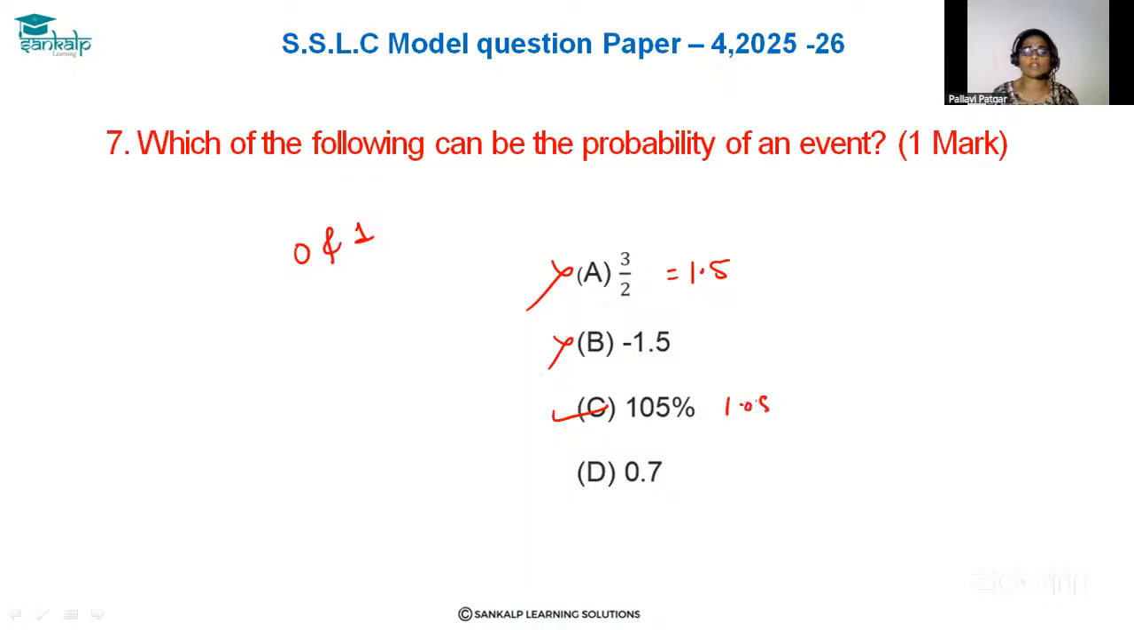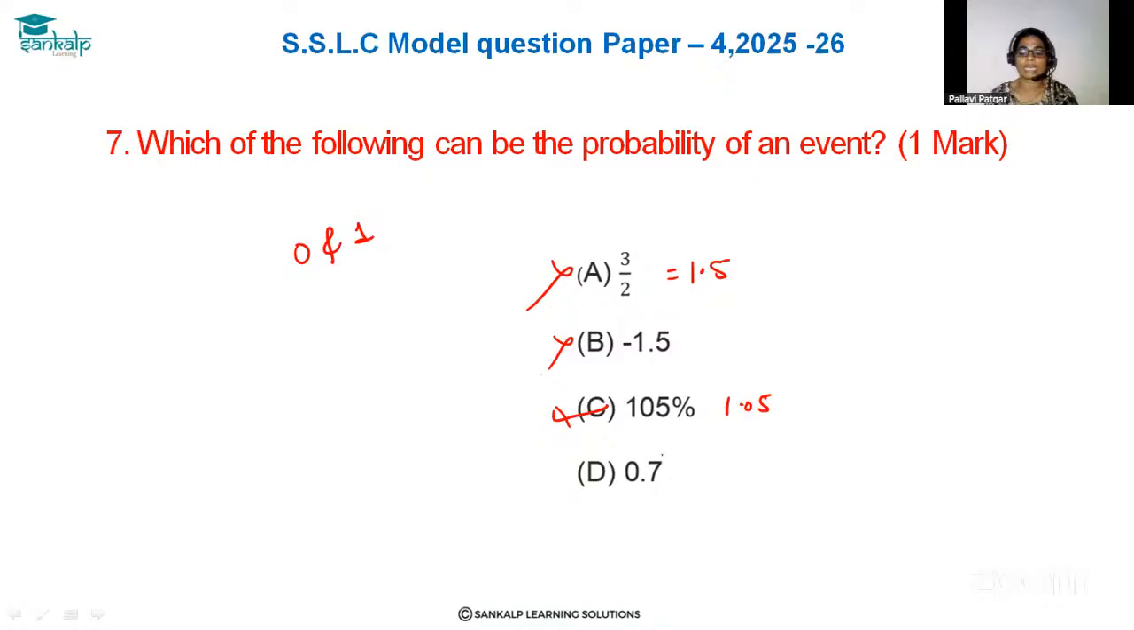1.05. Okay, so which is greater than 1. So it cannot be a probability. Look at the option D, 0.7. So this lies between 0 and 1. Okay, so this is a valid probability.